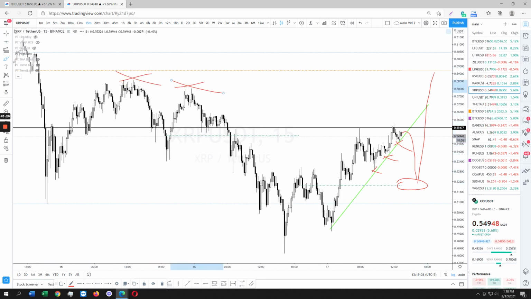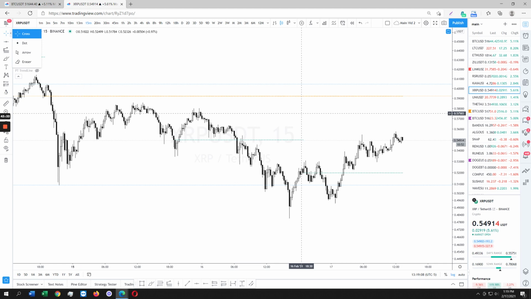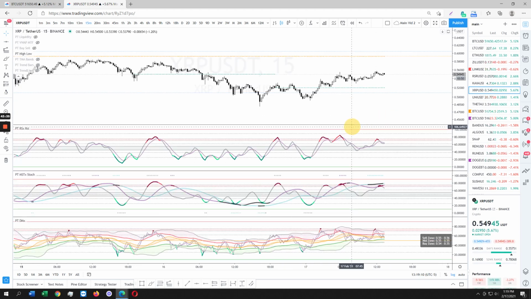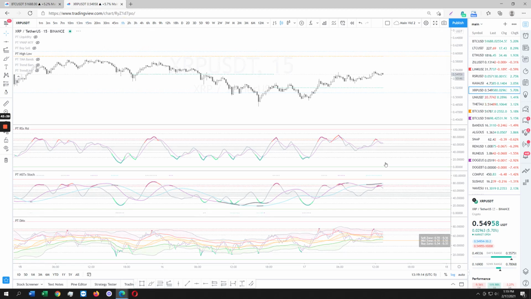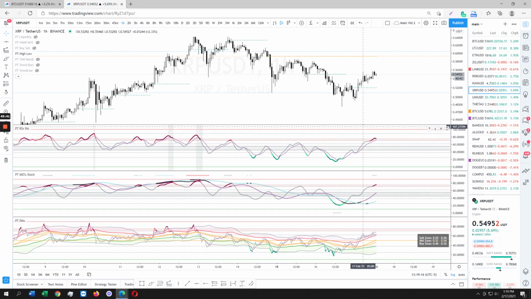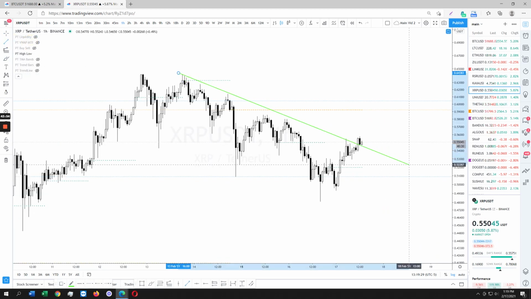So how would I play this if I was new in the game and I wasn't already in longs? Buy the retest. You're going to get a retest, right? So how would I play this? Well, let's be honest. You have a trend line here. You just broke above.